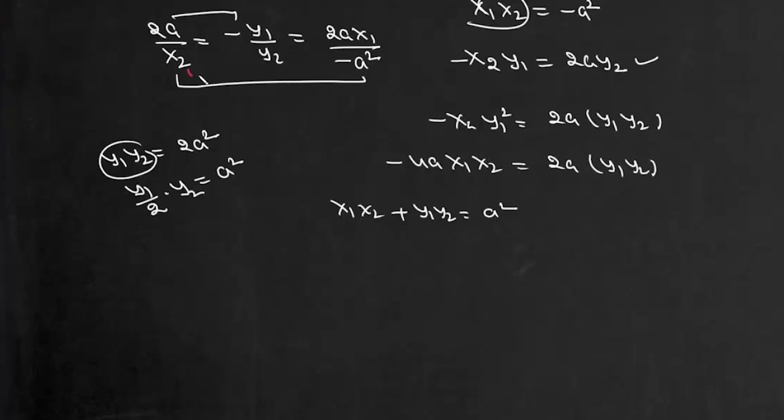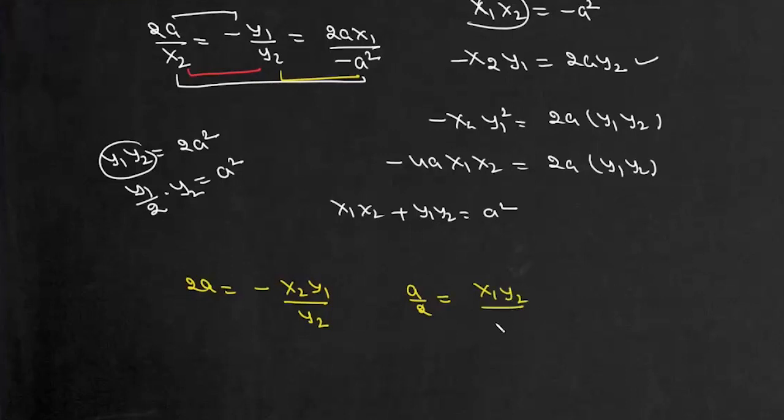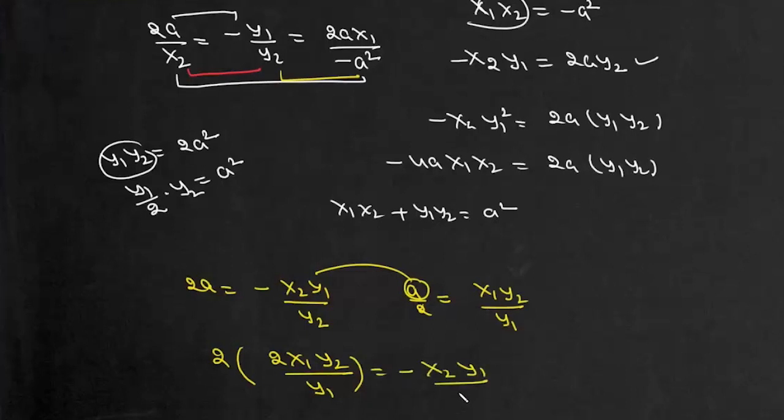Now for the C part, we'll take these two. So we'll have 2a equals minus x2 y1 upon y2, and if we take these two, then we'll have a by 2 equals x1 y2 upon y1. Now we'll put the value of a in this, then we can write 2 times, and this a is 2 x1 y2 upon y1, and it will be equal to minus x2 y1 upon y2.